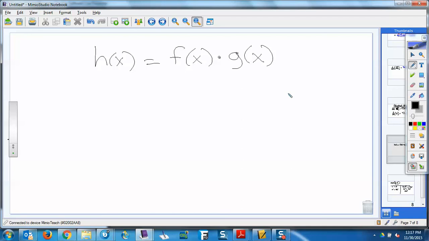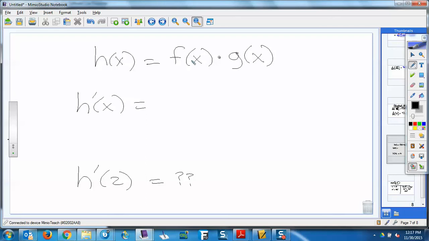Right? Let h of x be f times g, and they don't tell you what f and g are. So then they say find h prime of 2. Well, before you can find h prime of 2, and I've said this to you before, you first have to find h prime of x, so you have something to plug the 2 into. So what you need to do is h prime of x.